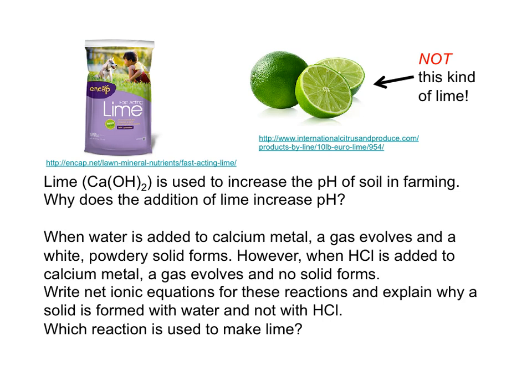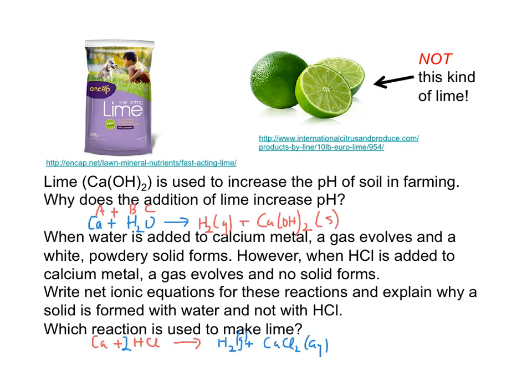Practice makes perfect, so stop the video and try these two questions. For question 1, the answer is, lime is a base. For question 2, here's what's happening. In each reaction, hydrogen gas is produced, but calcium hydroxide is insoluble, whereas calcium chloride is soluble. And the first reaction is used to make lime.